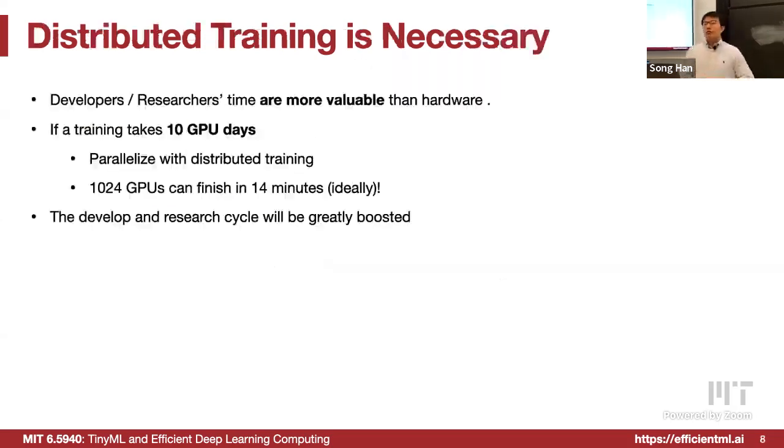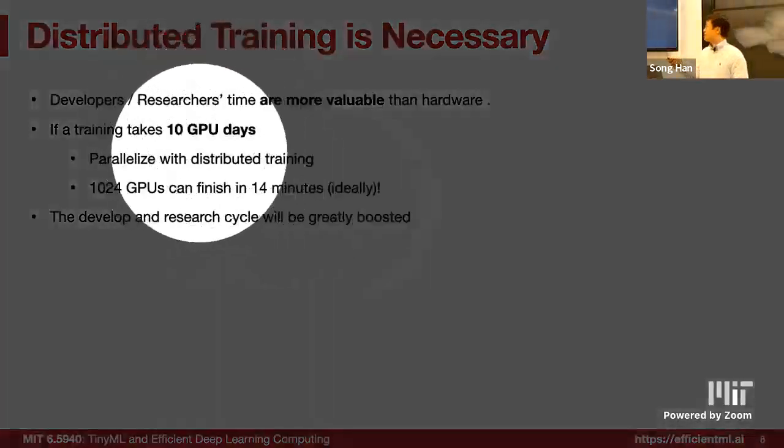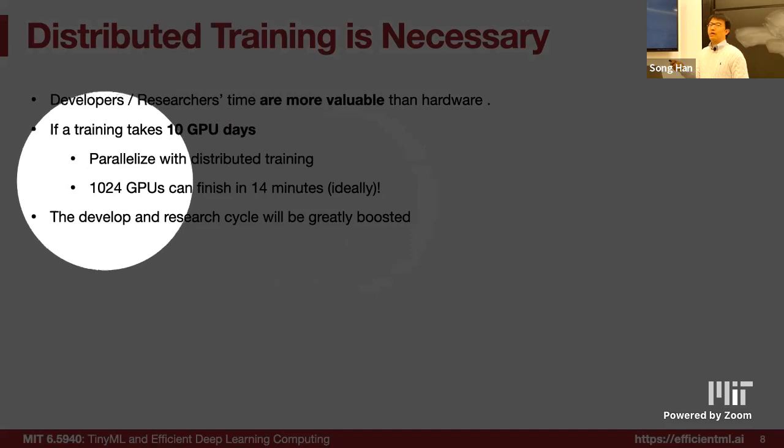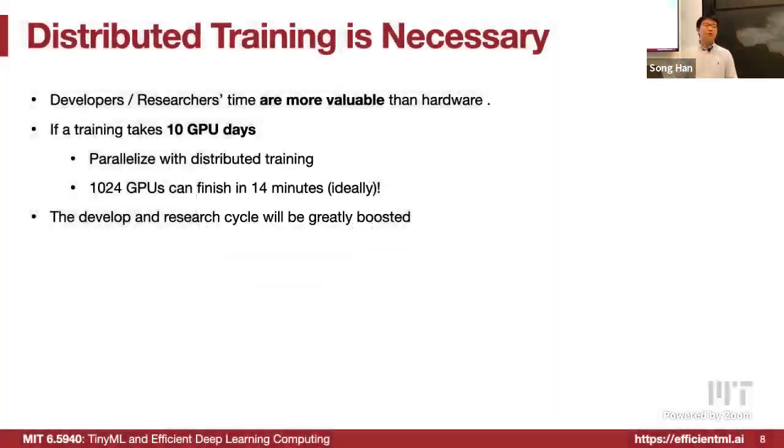So we want to use multiple GPUs, just buy multiple GPUs to do that. For example, if training a task takes a single GPU 10 days, 10 GPU days, and you have 1,024 GPUs, that will take only 14 minutes, just over a cup of coffee. So this kind of technique can greatly speed up our research and development cycle.